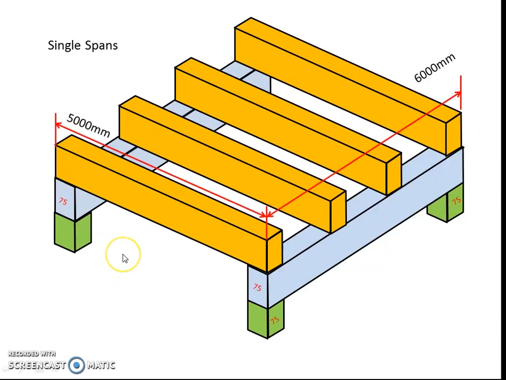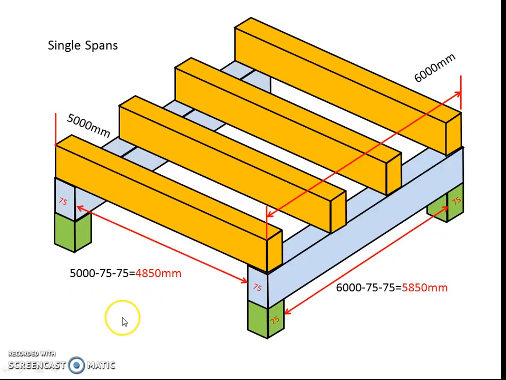So let's go on to an example. So here we have a 5 meter wide building and a 6 meter long building. So if I were to take away the thickness of my timbers, which I've got drawn there, width of my building minus the thickness of my bearers would give me an inside measurement or a joist span of 4850. And then the same around the corner here, I've thrown a couple of 75mm stumps under the bearer.